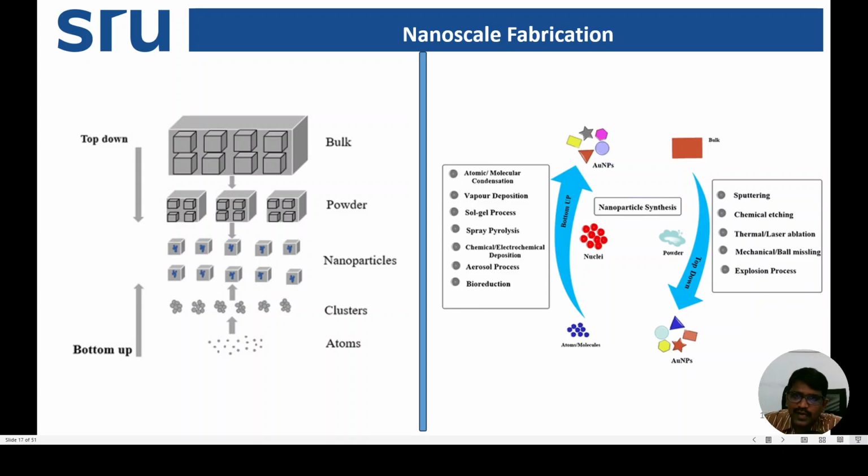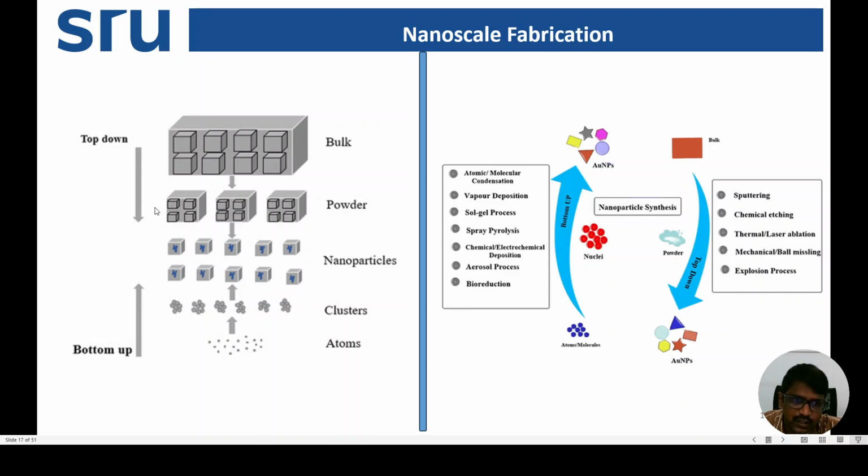Right. So coming to nanoscale fabrication, we already discussed a little earlier how we can make nanoscale materials. In two ways we can make nanoscale materials. So what are they? One is the top down approach, the second one is the bottom up approach.